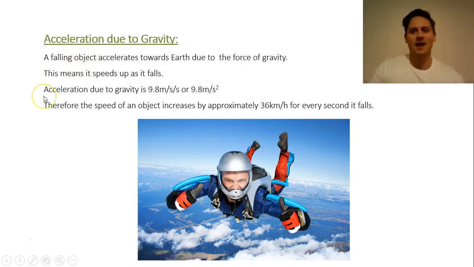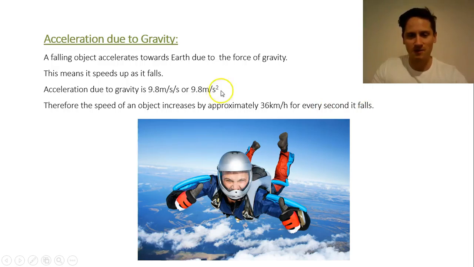Now, there's a value that we can describe for the acceleration due to gravity, and that value is 9.8 meters per second squared. So that's the size of gravitational force on Earth, okay? It would be different on other planets. Therefore, the speed of an object increases by approximately 36 kilometers per hour for every second that it falls, okay?